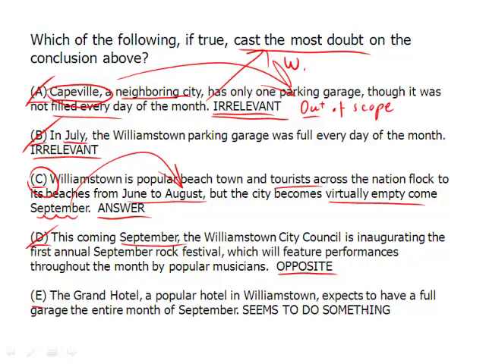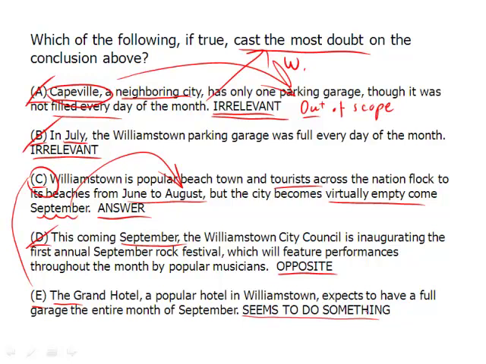Finally, we have E. The Grand Hotel, a popular hotel in Williamstown, expects to have a full garage the entire month of September. Now, I've classified this one as a seems to do something, and I think it's the trickiest one. Usually when you get adept at these, you can narrow them down to two answer choices. And instead of making it just a 50-50, it's good to notice that, hey, just because one of the answer choices looks like it's doing something, it's definitely pertinent or relevant to the argument, doesn't necessarily mean it's the answer.